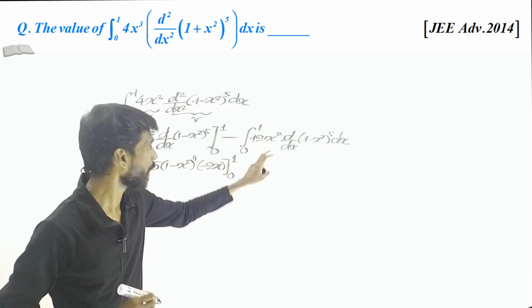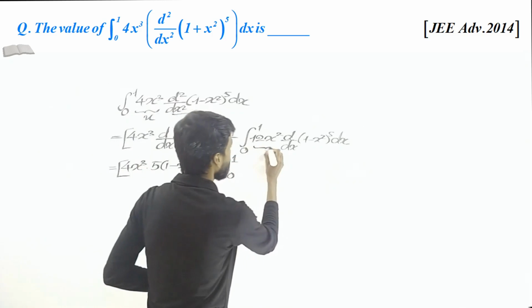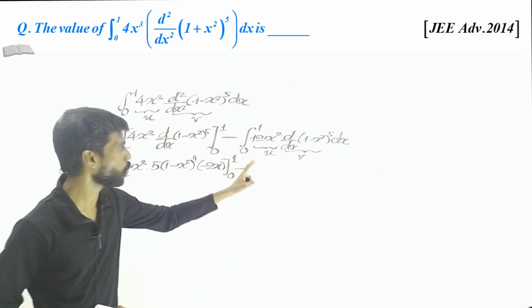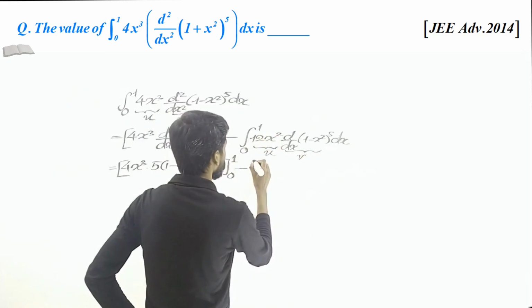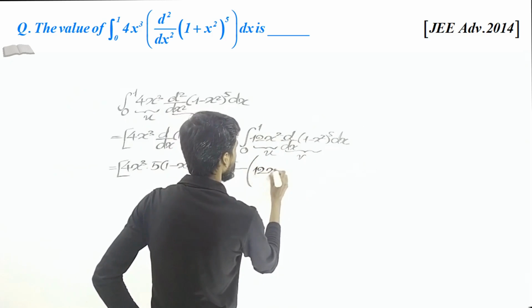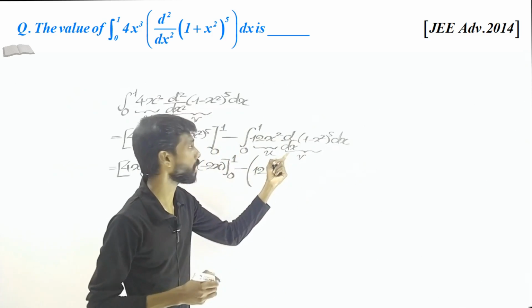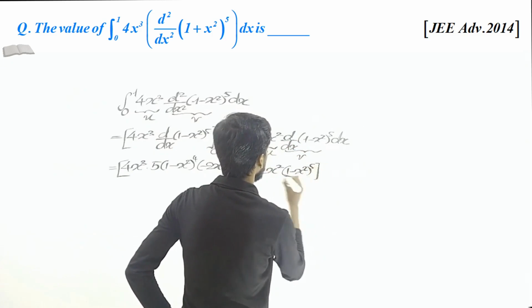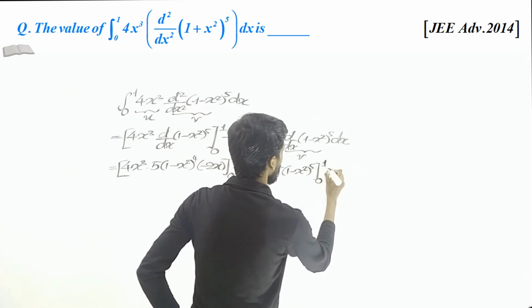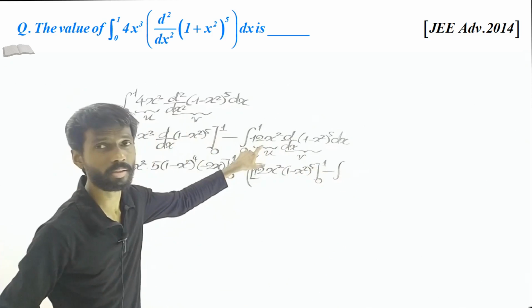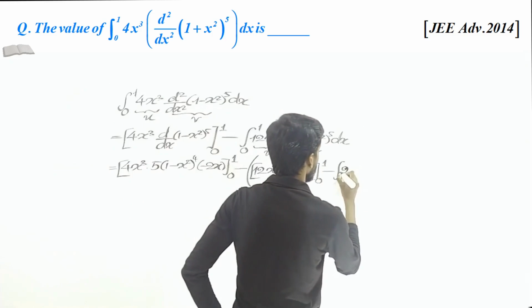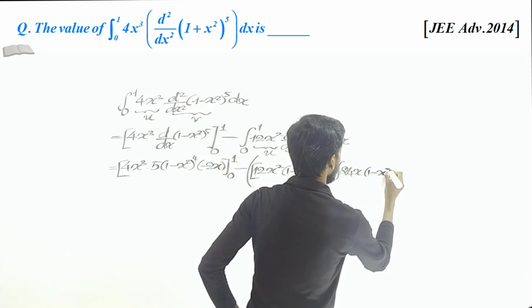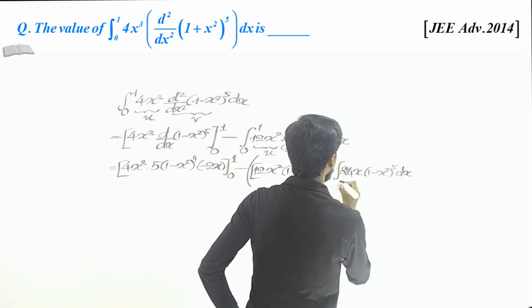For the second term, again we have to use integration by parts, because again it is an integral. So this is u, this is v, so minus of u multiplied by the integration of that. U is 12x square as it is. Integration of the derivative of something is that function only, so it is (1 minus x square) to the power 5. Now substitute the limit 0 to 1, minus the integration of the derivative of u, that is 24x multiplied by the same function, (1 minus x square) to the power 5 dx from 0 to 1.